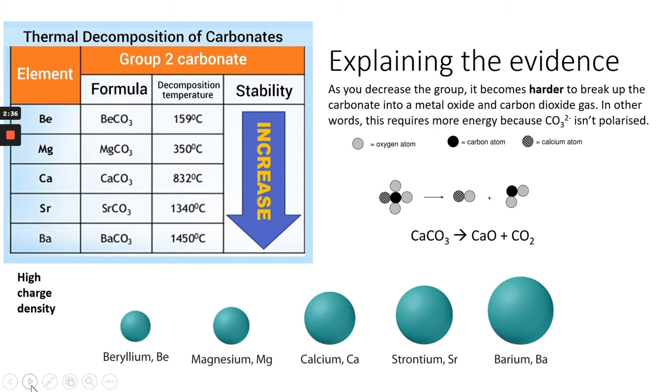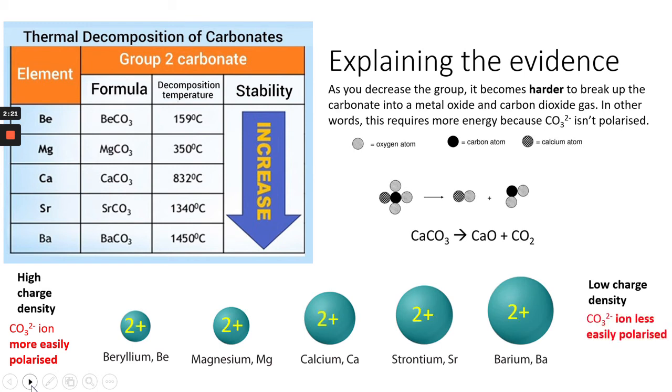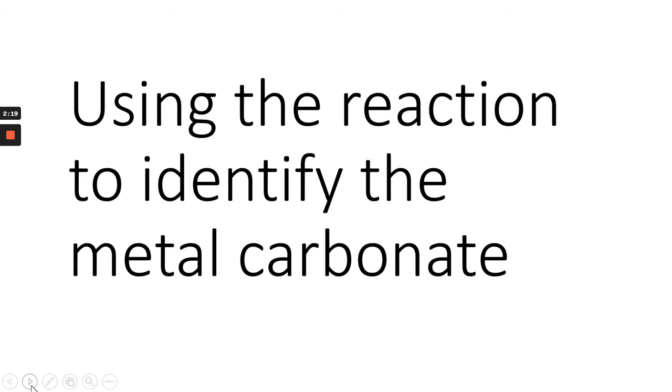So just revisiting that, high charge density for beryllium, low charge density for barium. So in the case of beryllium carbonate, the carbonate ion is more easily polarized, so it takes less energy to break it up. And it's the opposite for barium carbonate. So if we use the reaction to identify the metal carbonate, here's how we can do it.